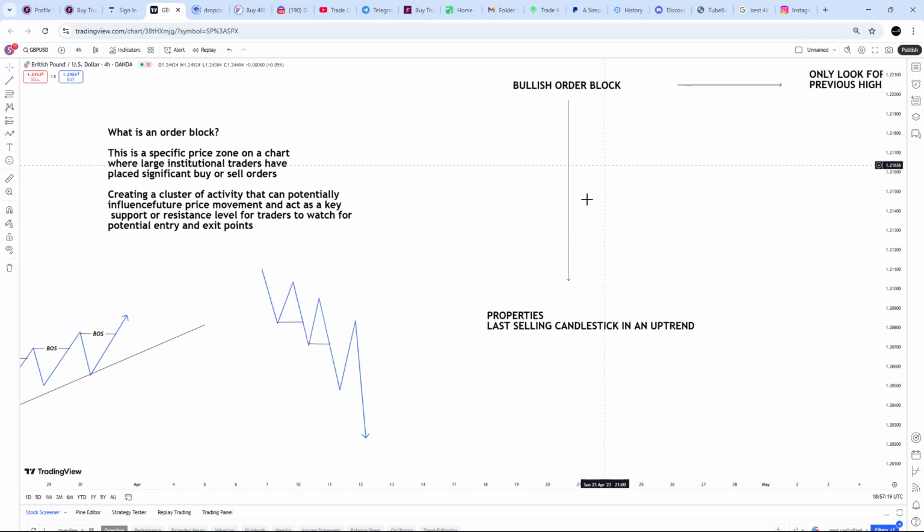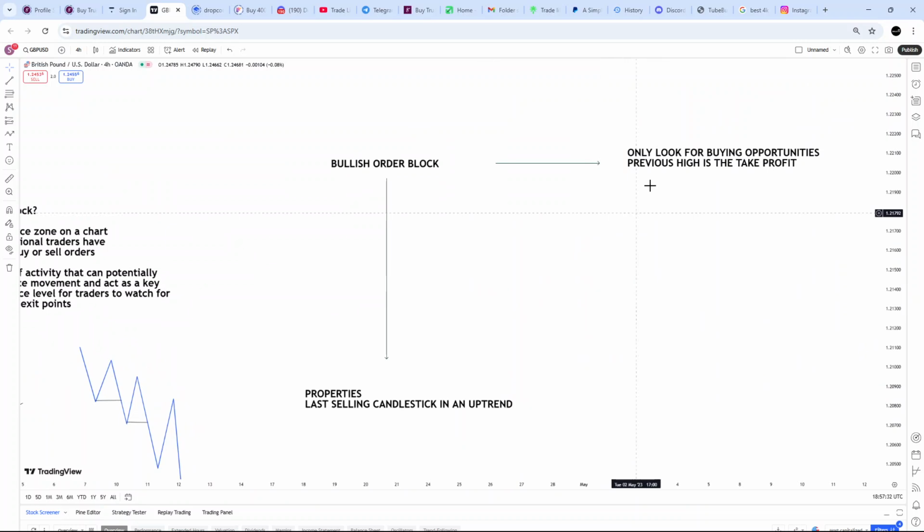So with a bullish order block, the property of a bullish order block is that the last selling candlestick in an uptrend creates what we call an order block. And the rules are that you only look for buying opportunities in a bullish order block. We don't sell in a bullish order block unless you know how to see a liquidity grab or liquidity sweep, like how I do. Then you can trade sell in a bullish trend or a bullish market.